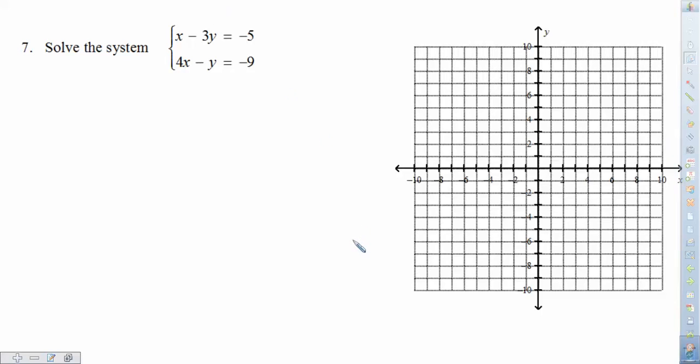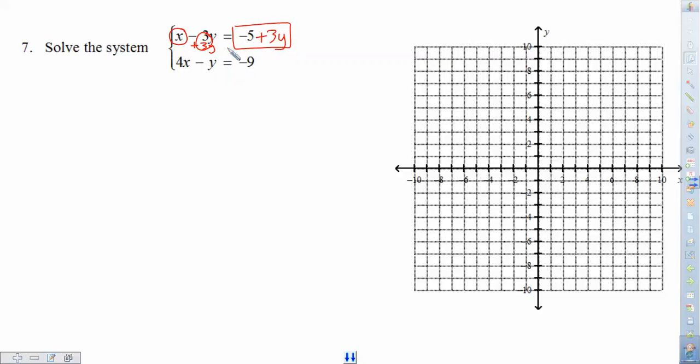All right, let's take a gander at number 7. I don't know. Elimination could kind of be used here, but I'm probably going to do substitution on this. And I like substitution because if I look at that x, it's all by itself. If I add 3y and add 3y, that makes a 0 right there. So now I know that x is always going to be equal to negative 5 plus 3y.